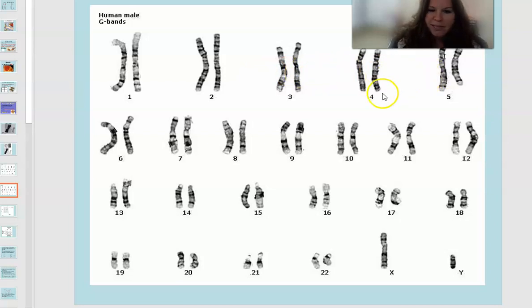Everything homologous pairs up until you get to the sex chromosomes, the 23rd pair. If you are a genetic male, then you have an X from mom, and then dad gave you a Y. These two chromosomes are not homologous. They do not have the same genes on them at all, though they do both have gender-causing genes.